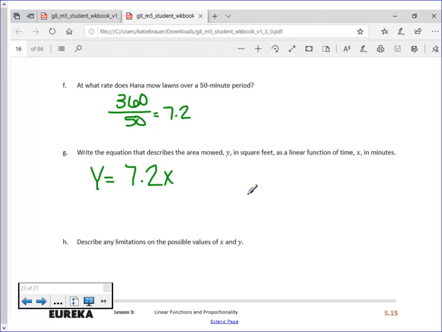Okay, now this is where the common sense comes in. We are mowing yards and it takes time to mow yards. What kind of numbers can we not plug in for X or Y? We're talking about mowing yards, and then we're talking about time. You can have fractions. You could mow like a half a yard. You cannot have negative numbers.